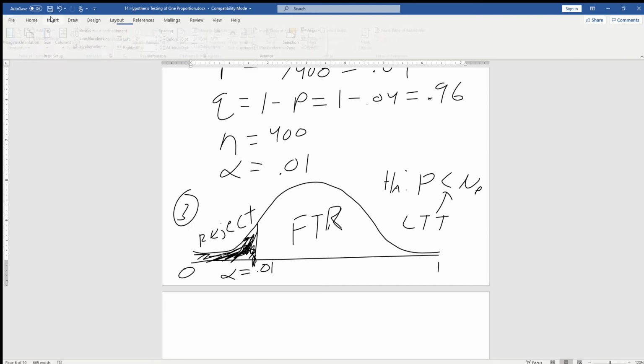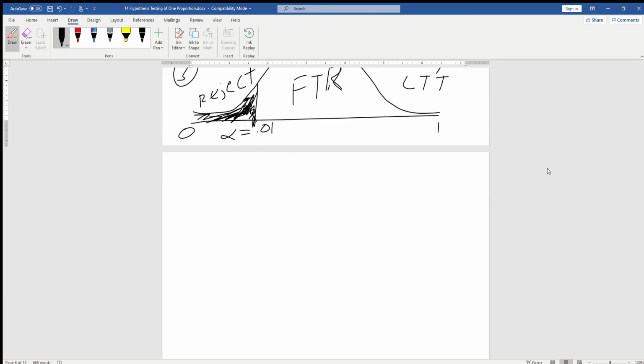Next thing we're going to do is compute the p-value. All right, the p-value is done in 2 steps. To get to our p-value, the first thing we need to do is compute the variable sigma sub p. Sigma sub p is the square root of p times q divided by n.